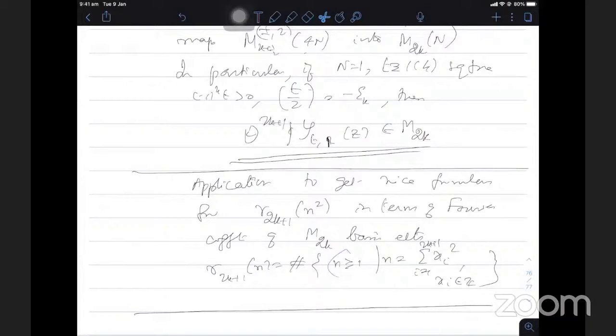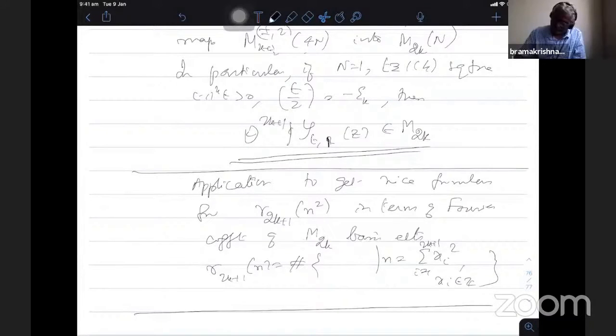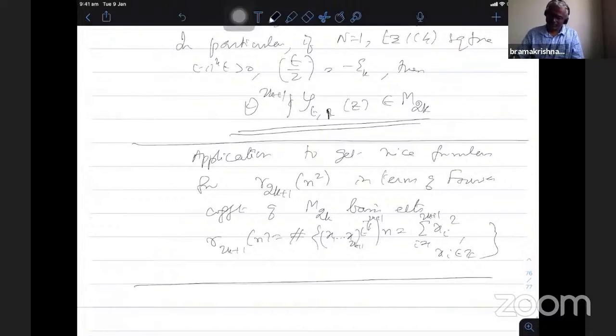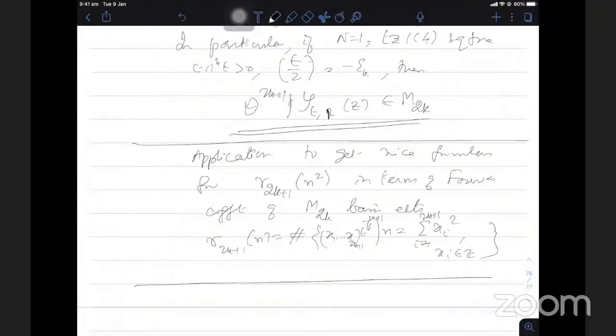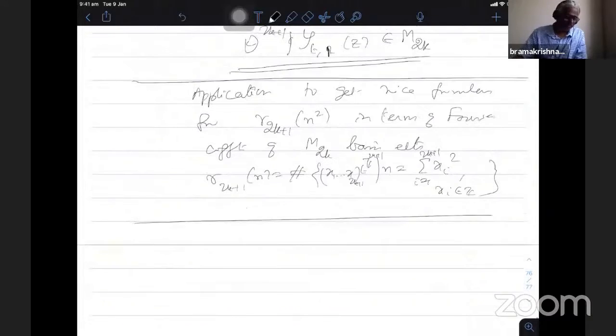And you write, no, you forget the number of x1, ..., x2k+1 belonging to Z^(2k+1). Or I can write xi is... I should take this, right? Okay, this is fine. The number of x1, x2, ..., x2k+1 in Z^(2k+1) such that n is the sum of the squares.